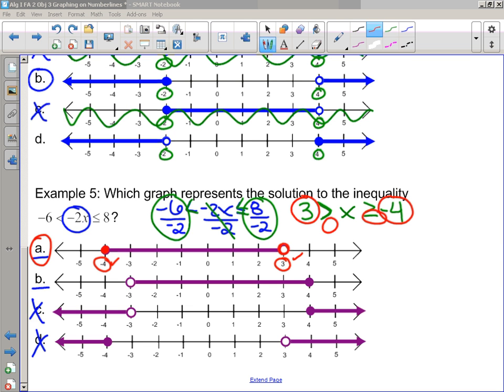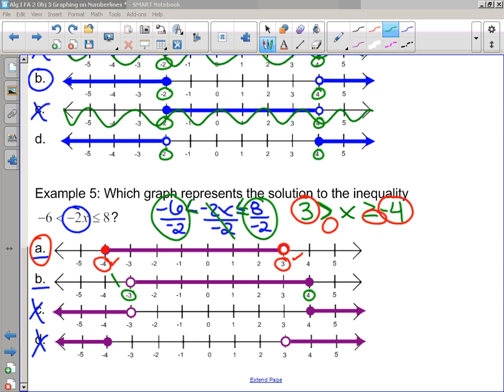B does not match because my numbers were negative 3. It needed to be negative 4. Negative 3 is not the same. So you see how they were kind of trying to trick you? There is a question on the content assessment that might try and trick you like that. So pay very, very close attention. Remember, when you divide by negative or multiply by a negative, either way, you have to turn that inequality symbol.